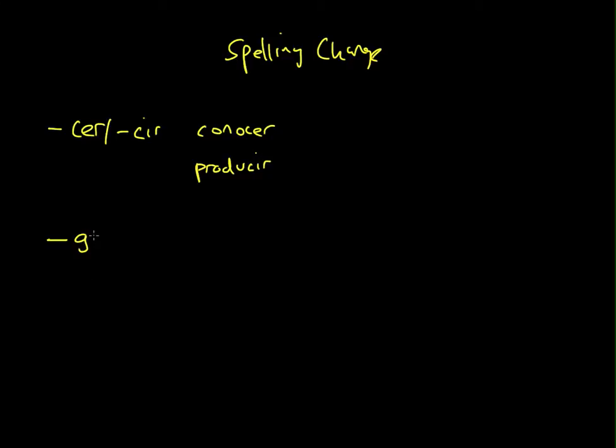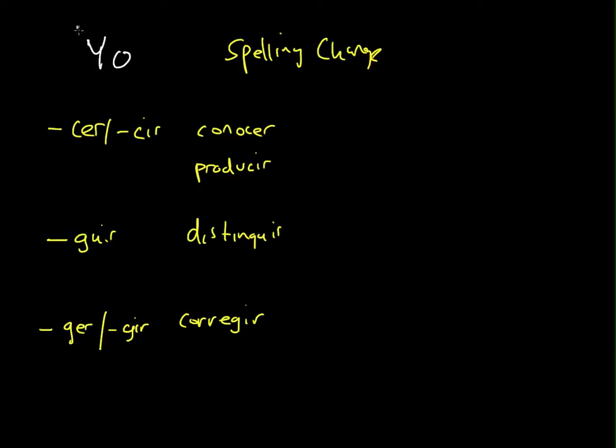Verbs that end in -guir. So, for example, the verb distinguir. And lastly, verbs that end in -ger or -gir. For example, the verb corregir. Okay? Now, a spelling change occurs for all of these verbs only in the yo form.